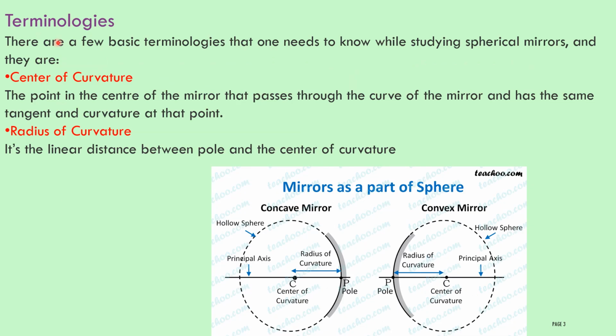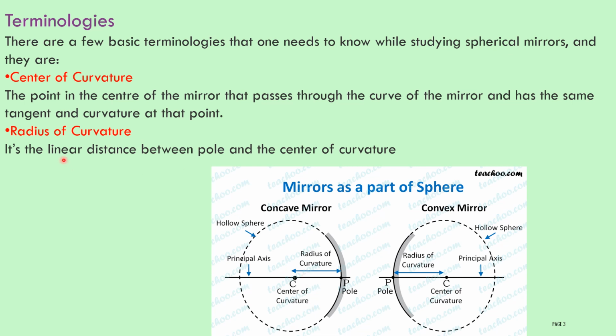Terminologies. There are a few basic terminologies that one needs to know while studying spherical mirrors, and they are center of curvature: the point in the center of the mirror that passes through the curve of the mirror and has the same tangent and curvature at that point. Center of curvature is the same as the center of the circle. Center of curvature is nothing but the center part of the spherical mirror.